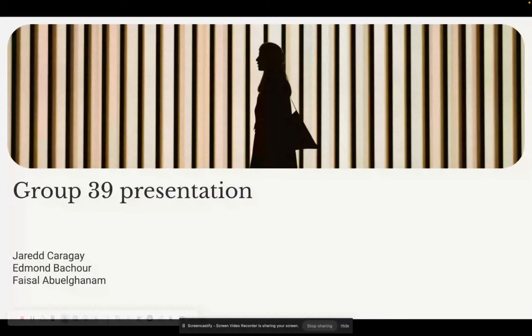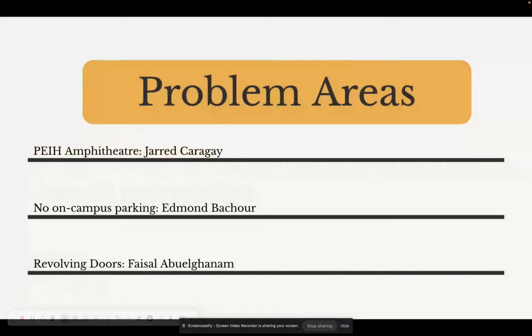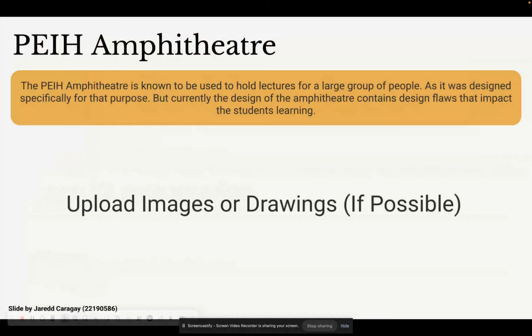Group 39 by Jared, Edmond, and Faisal. Our problem areas are the PEIH amphitheater, no parking on campus, and revolving doors.